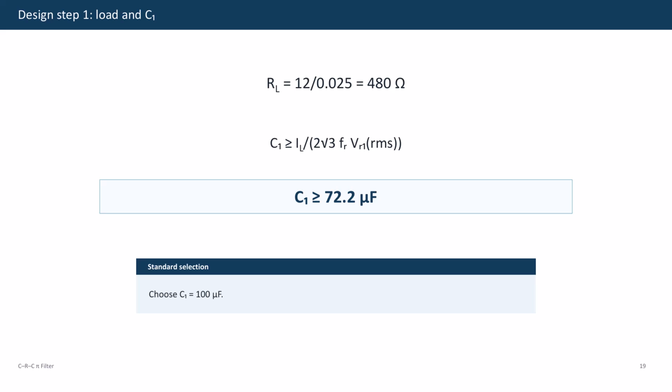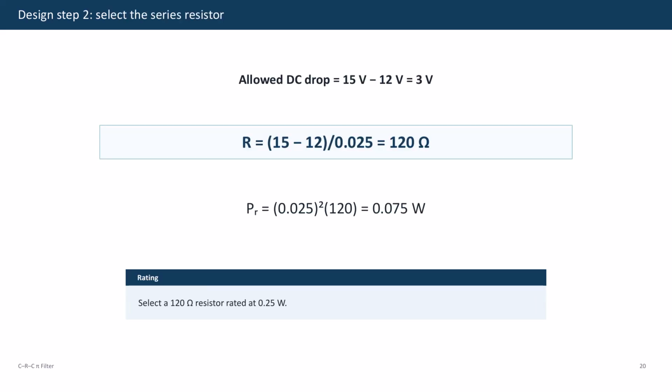Rearranging the RMS ripple relation gives the minimum value of C1. Substitution gives 72.2 microfarads. We select the next suitable standard value, 100 microfarads, which provides additional ripple margin. The resistor must drop 3 volts at 25 milliamperes. Ohm's law gives 120 ohms. Its nominal dissipation is 75 milliwatts. A quarter-watt rating gives practical steady-state margin, provided surge and ambient temperature conditions are also considered.